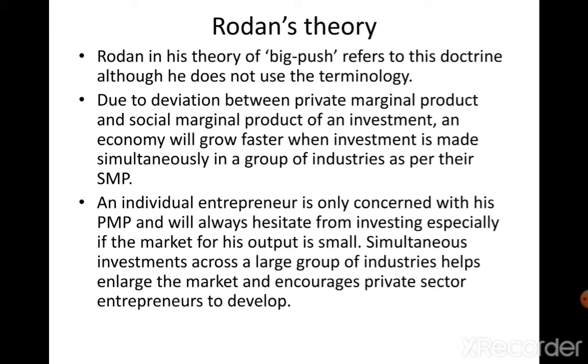Okay, remember he talks about how there are externalities. The reason for externalities is because your private marginal product and your social marginal product are not one and the same. There is a deviation. However, a private entrepreneur, when he is trying to determine how much to invest, will only take into consideration the line called the private marginal product or his private marginal benefit.